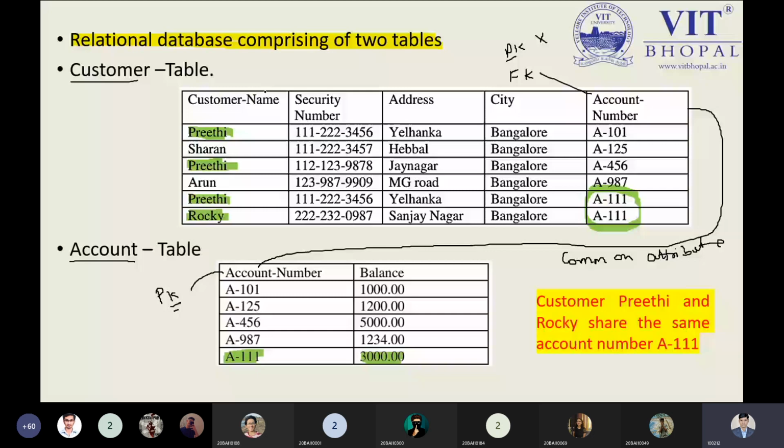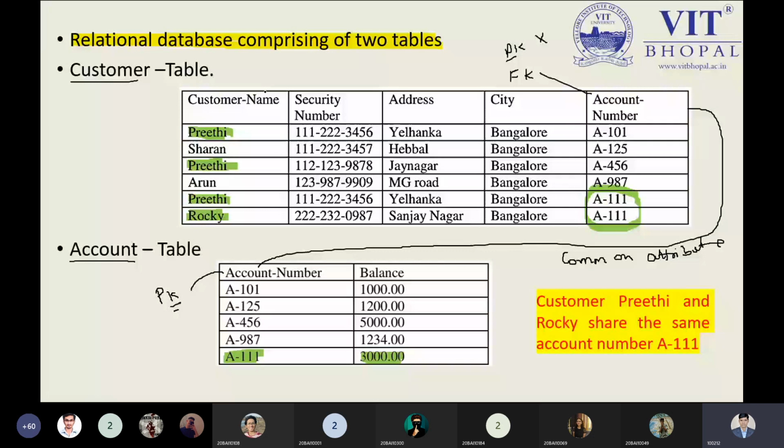From the account table, the customer will keep the reference of the account number. I'm speaking once again, listen carefully. From the account table, the account number will be the reference to the customer table's account number, and here the account number in the customer table will be the foreign key. That is the point.